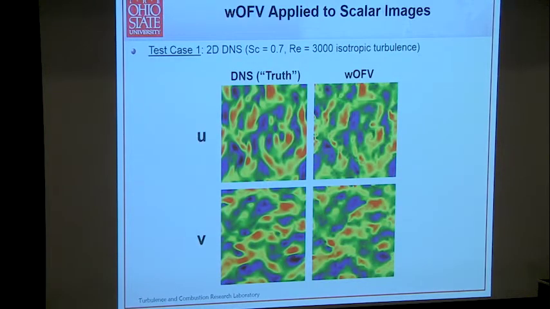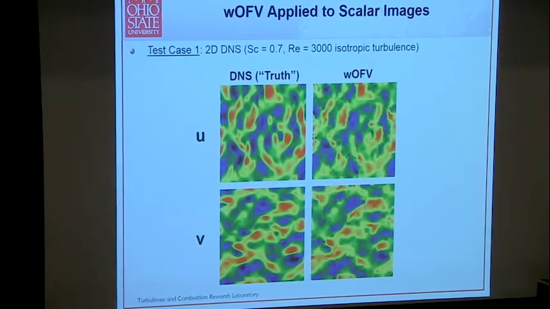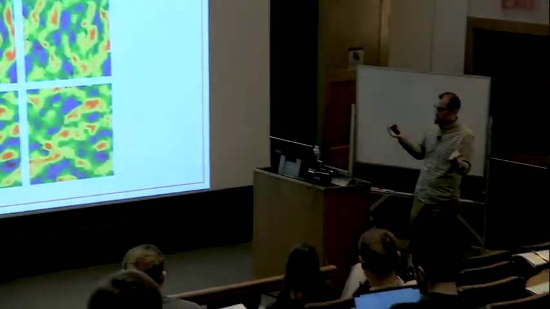There certainly are differences, and it's not nearly as accurate as applying it to particle images, but it does give you a reasonable representation. The reason why we've worked on this on scalar images is that there are many situations where you cannot add particles to flows, okay? Confined flows, impulse facilities, right?